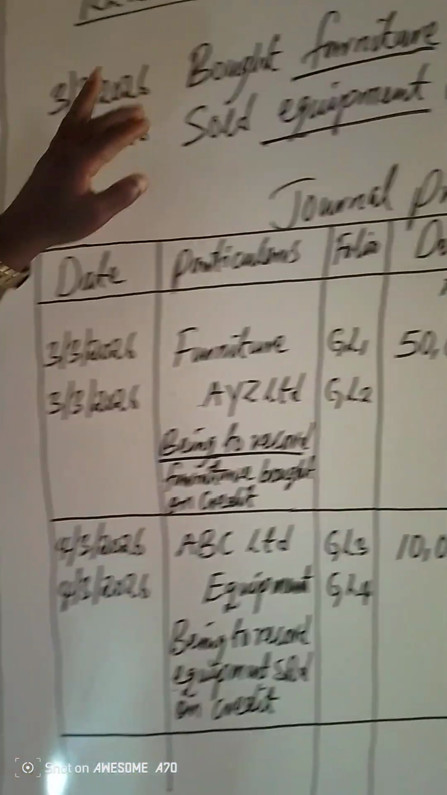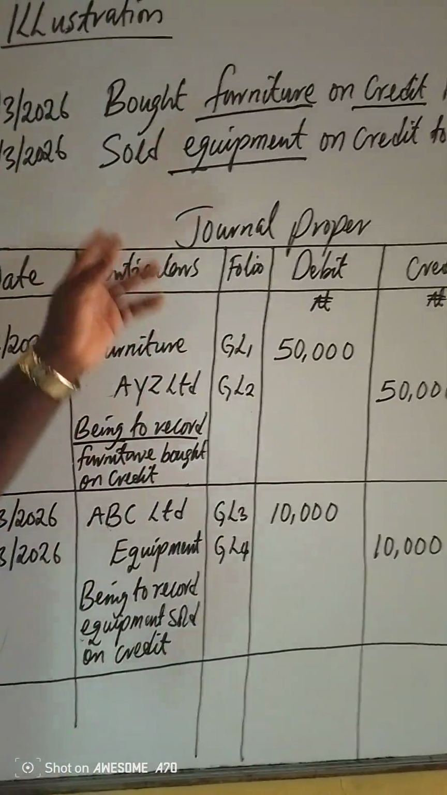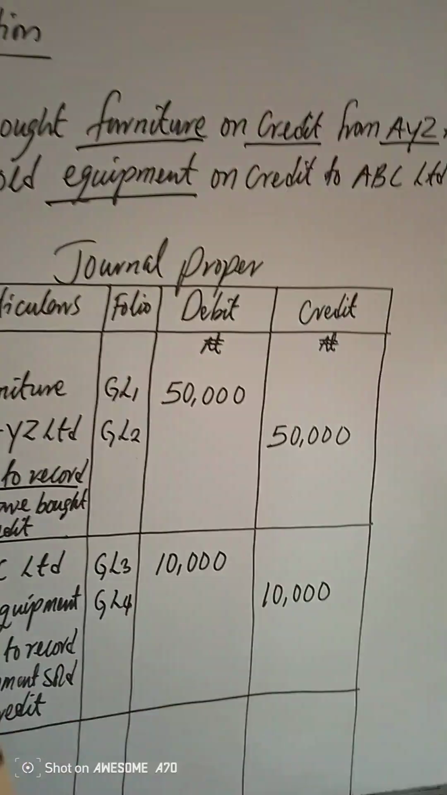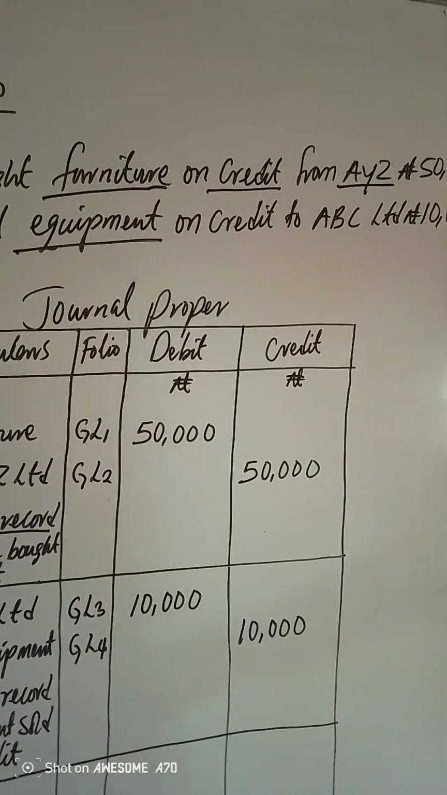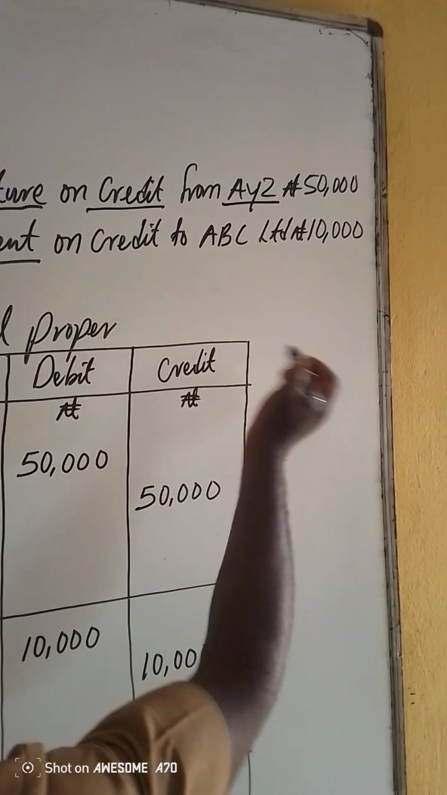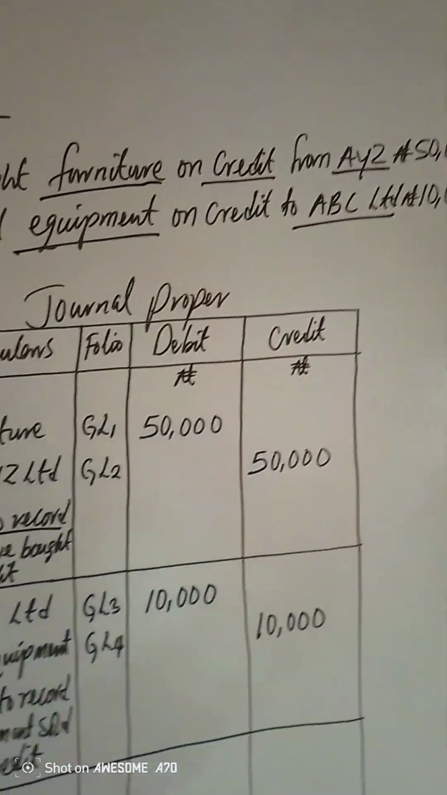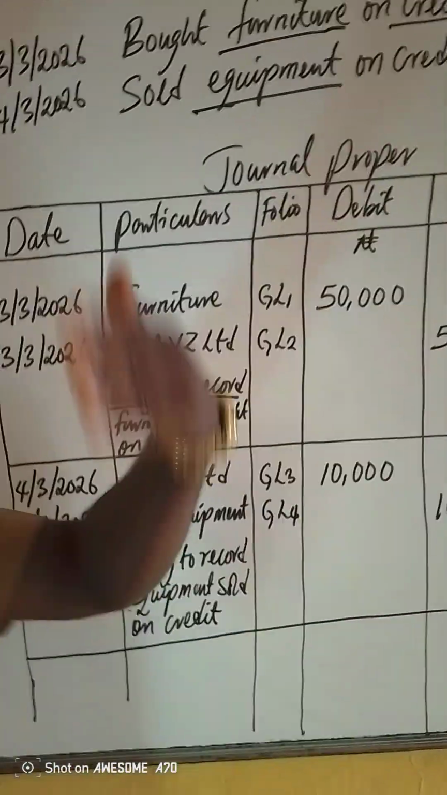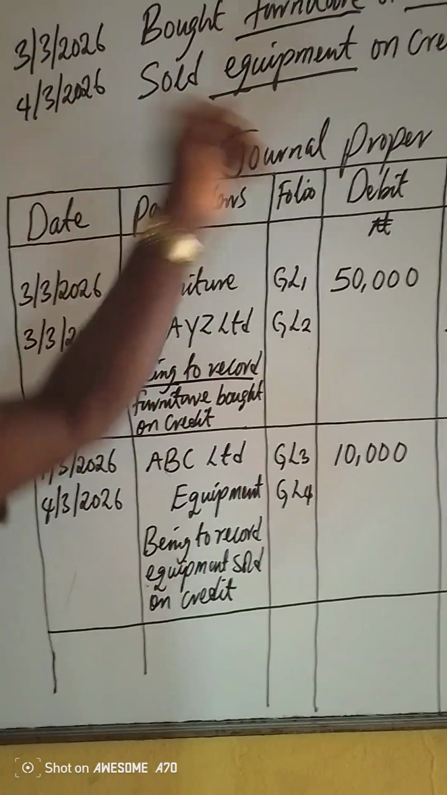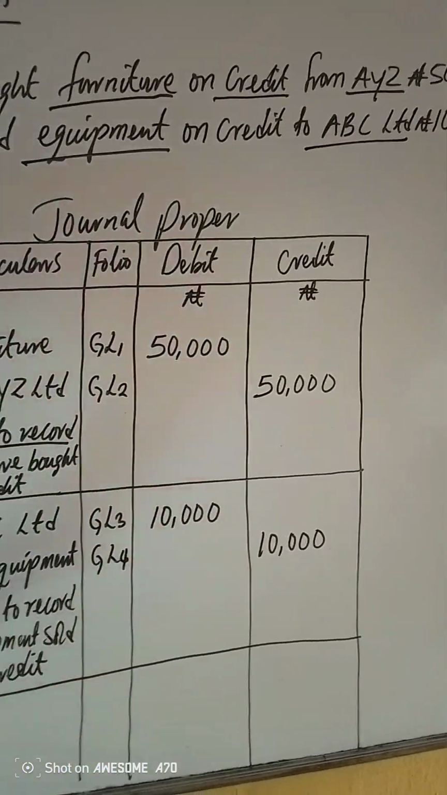So here, also identify the giver account and the receiver account. If the business is selling equipment on credit, it means the business is giving out equipment. Then the business gives out equipment to receive, and the receiver in this case becomes ABC Limited. The business gives out equipment and ABC Limited is receiving the equipment. So the equipment becomes the giver account, while ABC Limited becomes the receiver account.